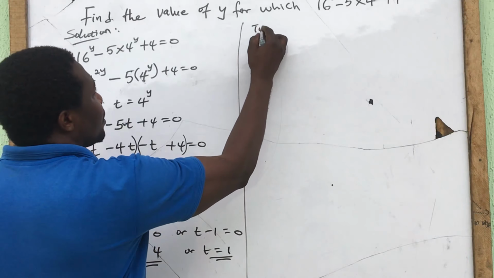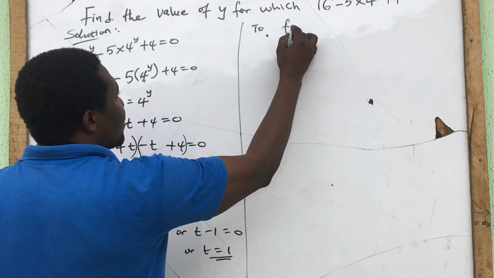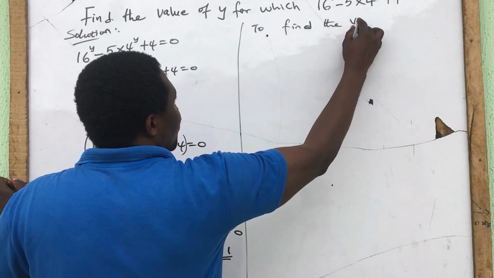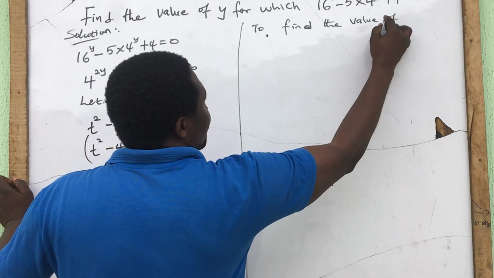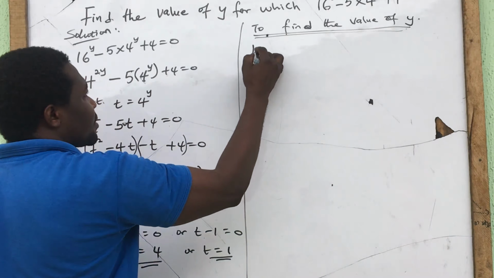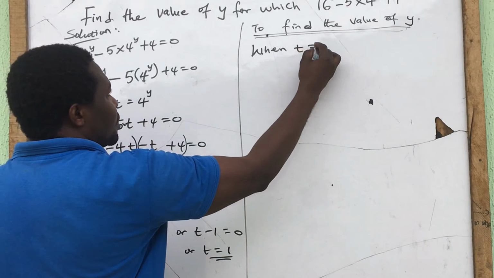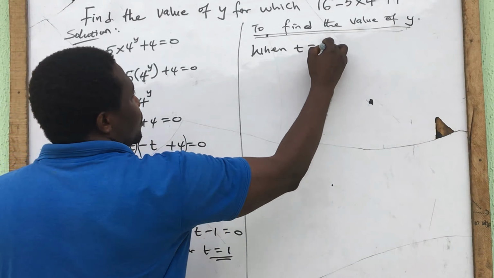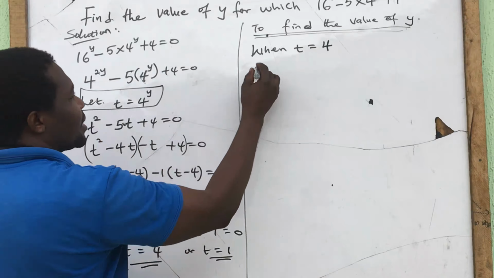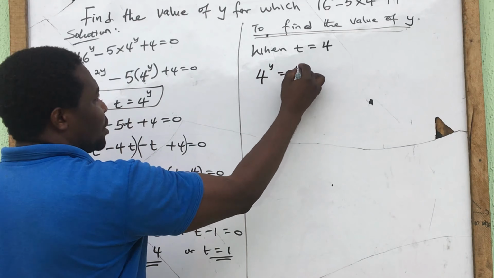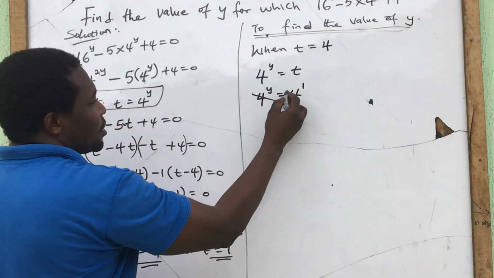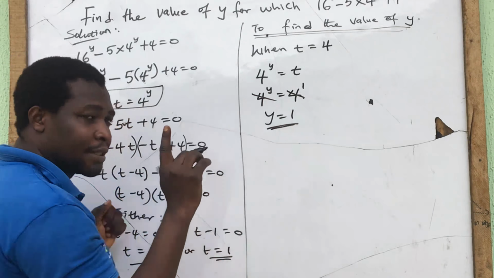So to find the value of y, when t equals 4, recall that 4 raised to power y equals t, meaning 4 raised to power y equals 4 raised to power 1. Then y equals 1. Yeah, that's the first one.